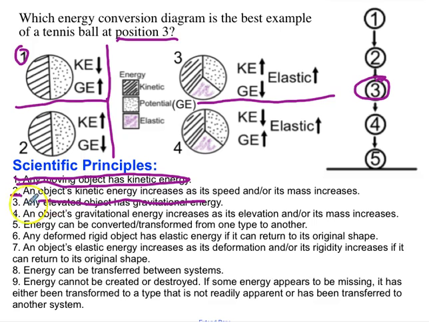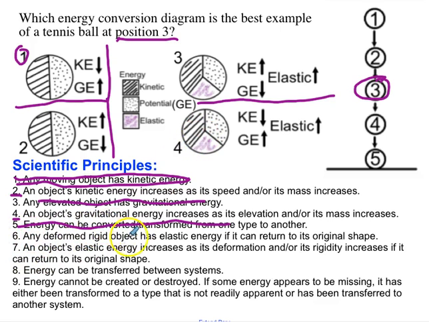So this one right here is actually going to help me figure out which of these is going to be the actual answer, because the GE changes from one to the other. Energy can be converted, transformed from one type to another. That really is not necessary. I don't need that one, because we know that with all these going up and down, there's all kinds of energy being converted within all these conversion diagrams.